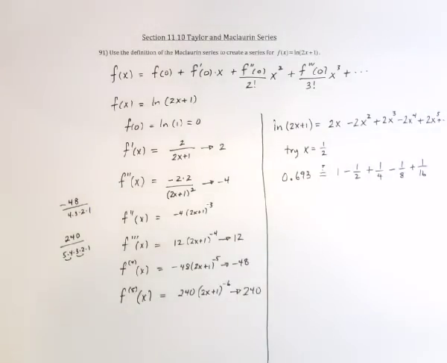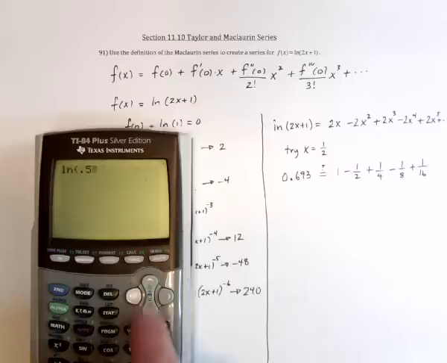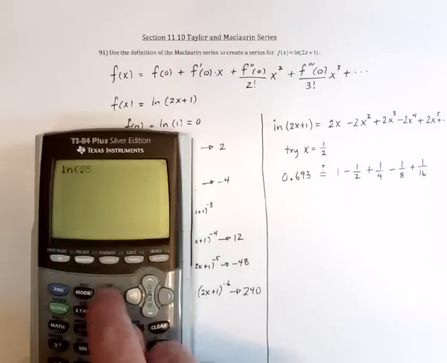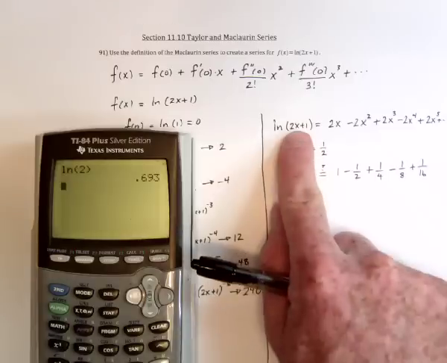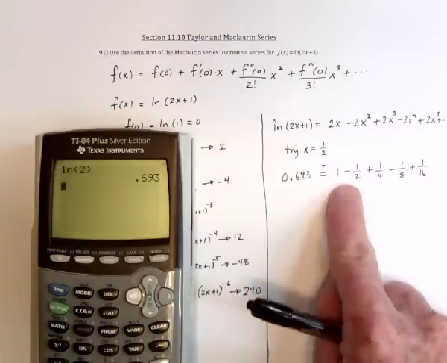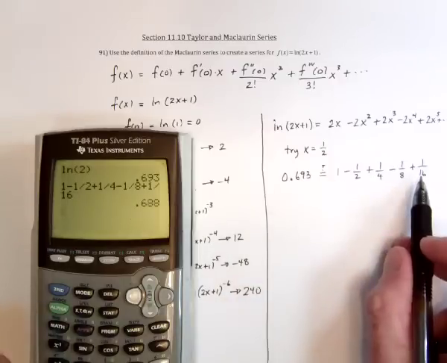So does it work? So just to verify, the natural log of 2 is 0.693, so that's when you substitute a half on this side. And then is this a good estimate for that? So 1 minus a half plus 1/4 minus 1/8 plus 1/16. That's a pretty good estimate, considering we're only using 5 terms.